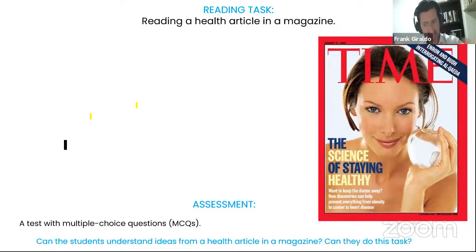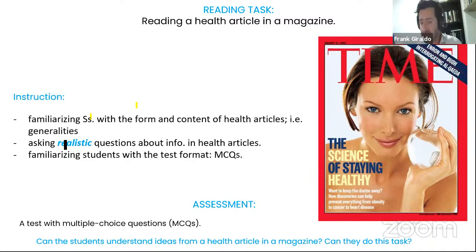Traditional test, fine, but here comes the big point about the interface between the task itself and the assessment through task performance. So first the task, second the assessment, third what you would do as a teacher to help your students to be successful. So here are some examples. As I told you before, in instruction, anything can happen, provided that what you do allows your students to do the task. So one thing that you would do is familiarizing students with the format and content of health articles.